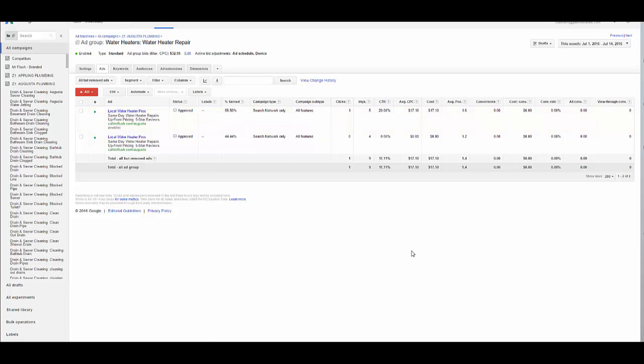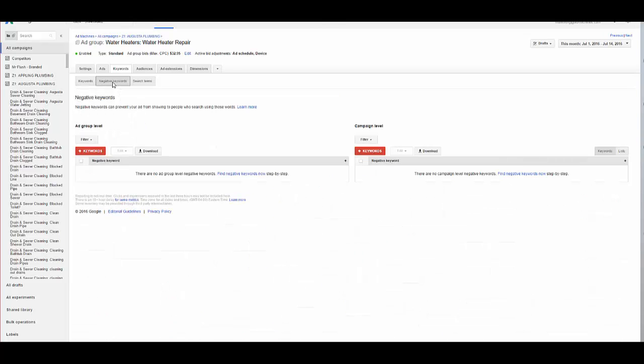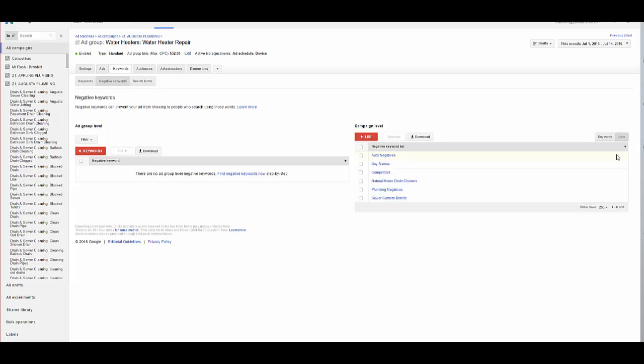Now, the next thing you want to look at is the negative keywords associated to this account. So in a previous segment, I showed you where to find the negative keyword library, but they need to be associated to the specific campaign. So if you go to negative keywords, you're either going to see them at the ad group level, the campaign level, or in our case, they're going to be at the list level, because we've assigned these to all of our campaigns throughout.